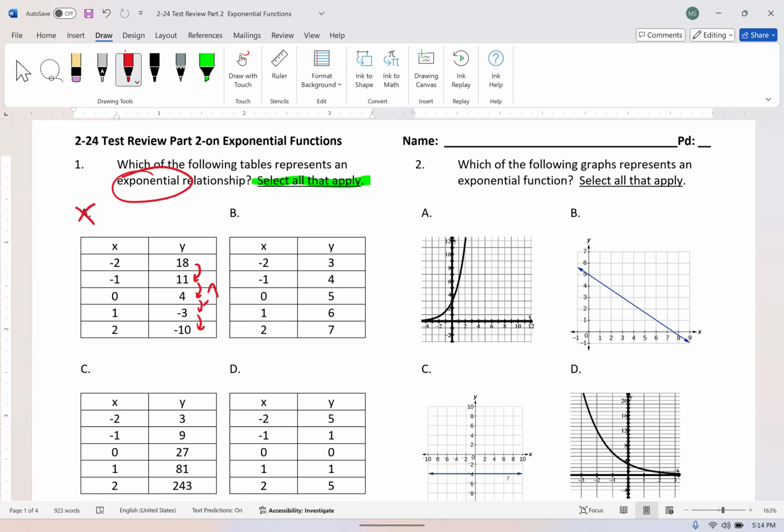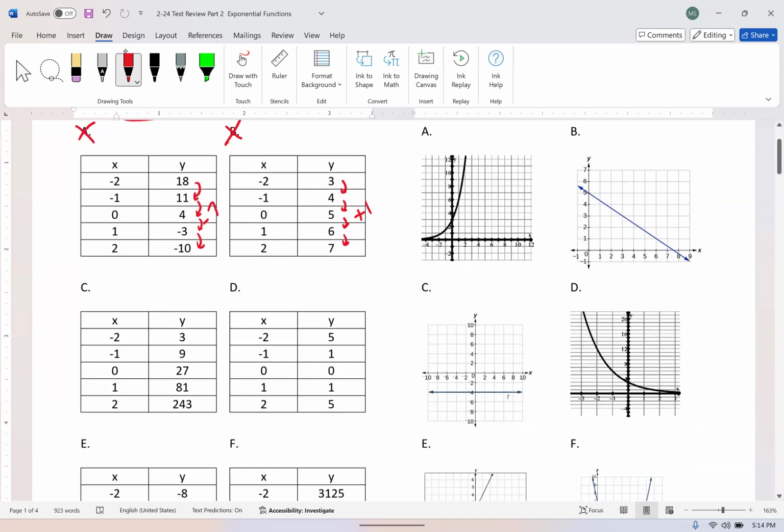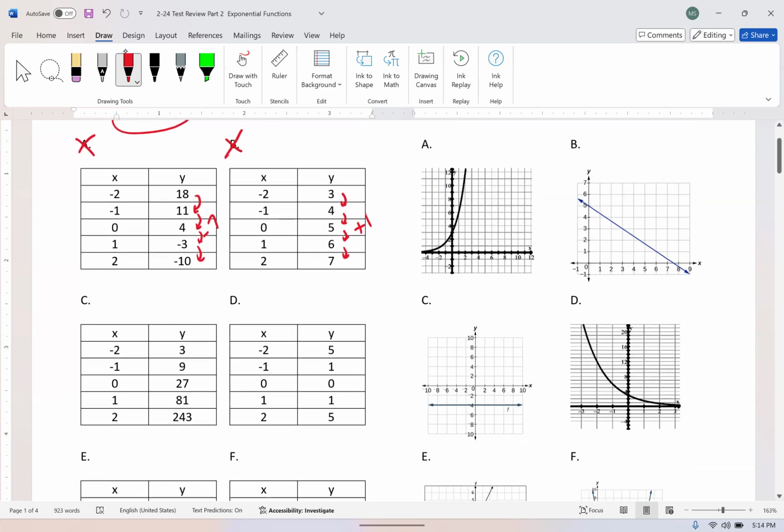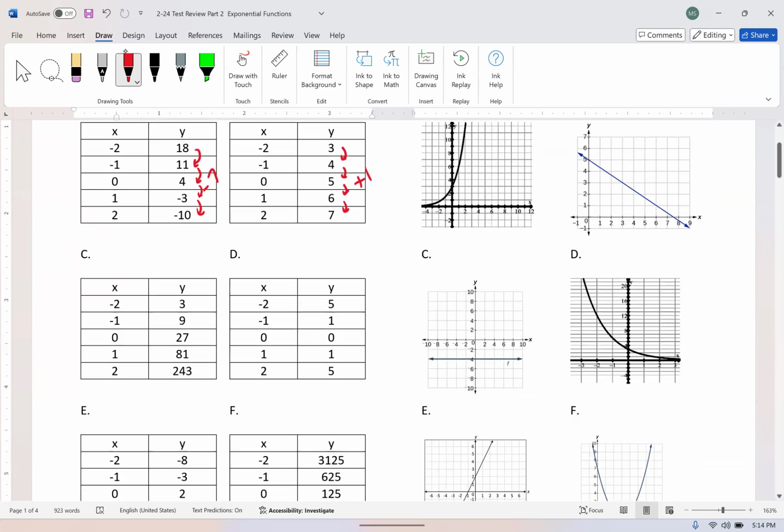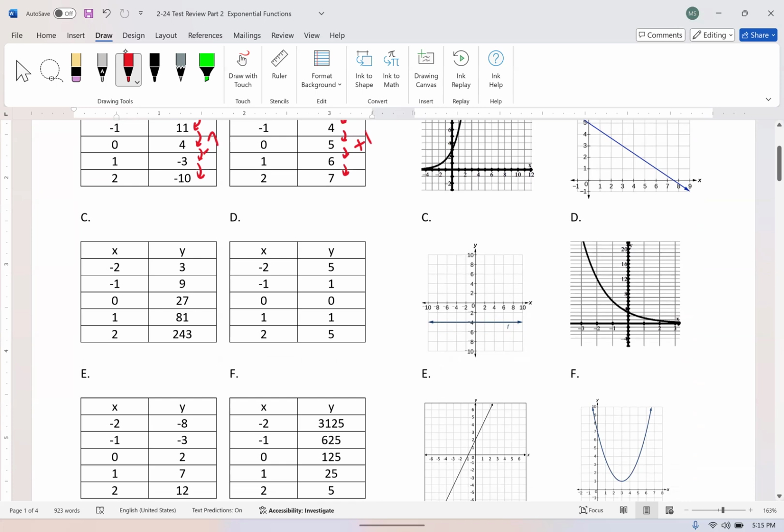Looking at B, when I look down the Y column, I see that consistently we are adding 1 each time. So again, that is not an exponential relationship either. So if you consistently go down by the same amount or you consistently go up by the same amount, that is a linear relationship. Looking at part C, when I go down here, looks like times 3, times 3, times 3, and times 3. Yes, this one is an exponential relationship.